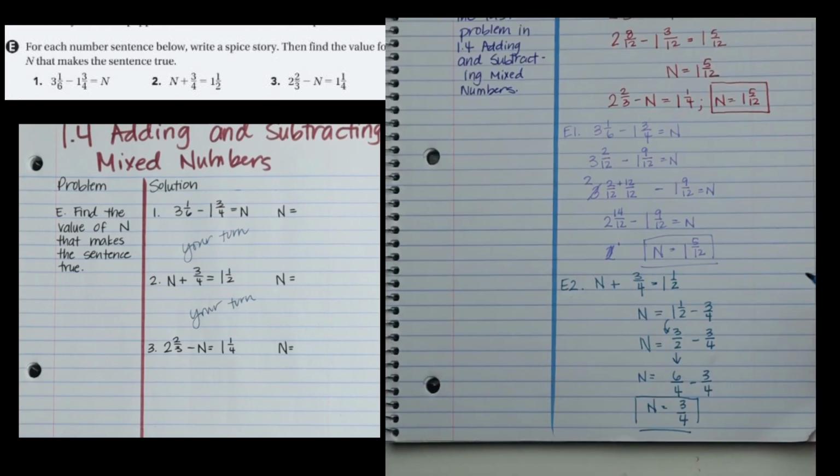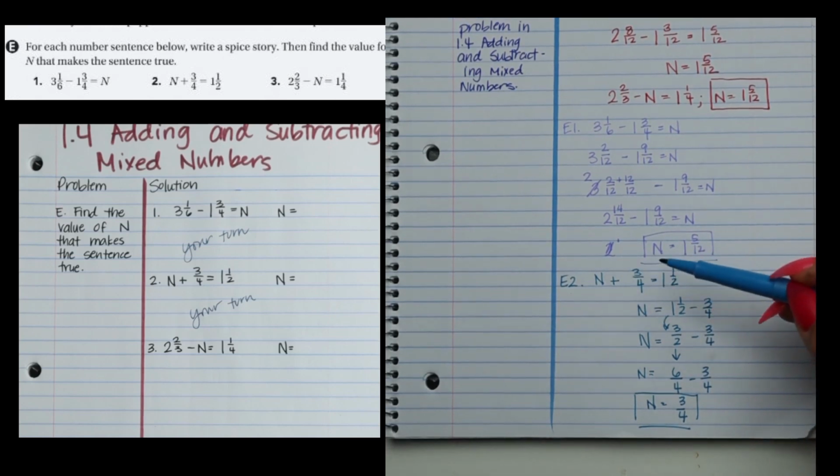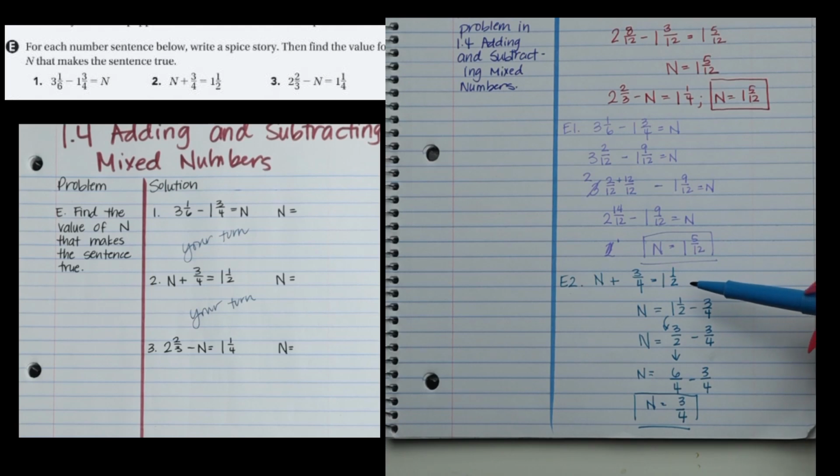This answer for E2, the n is isolated in the addition problem. So n plus 3/4 equals 1.5. So what you have to do is isolate the n by moving the 3/4 up to the other side and subtract it to 1.5. So you get this.